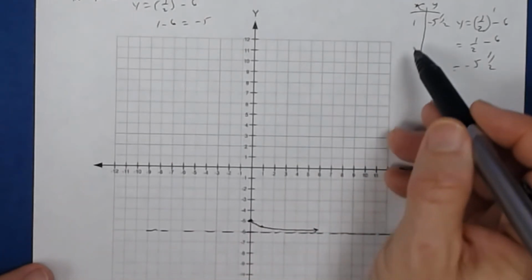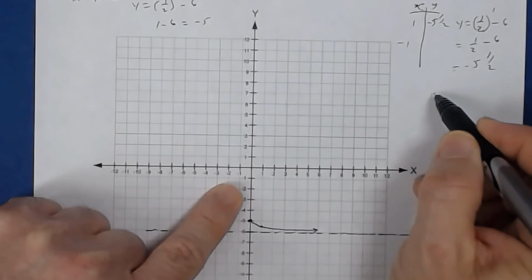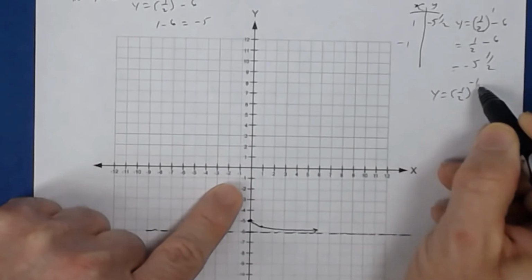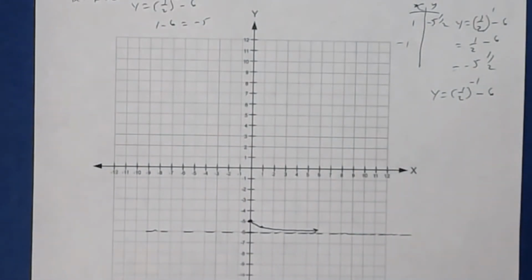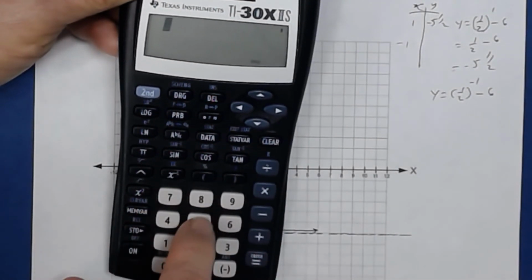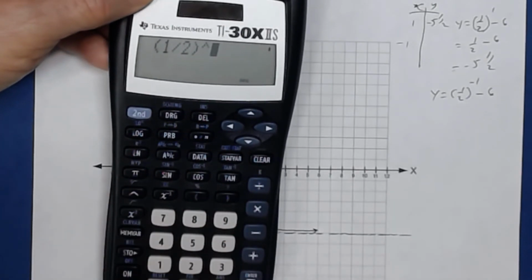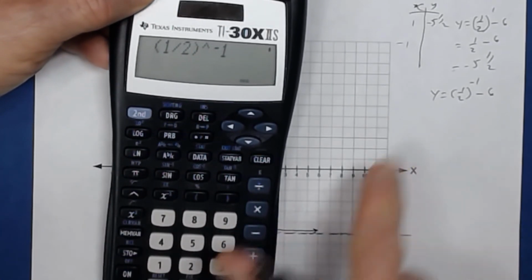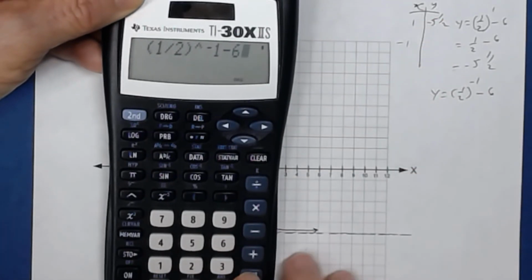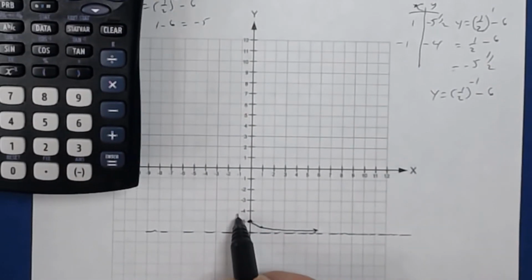All right, now let's pick a number on this side, negative 1. Now use your calculator for that one. So you get y equals 1/2 to the negative 1 minus 6. On your calculator, you're going to say in parentheses 1 divided by 2, close the parentheses, say raised to the negative 1, and then minus 6. Press equal, and you get negative 4. So negative 1, negative 4 is on this side.